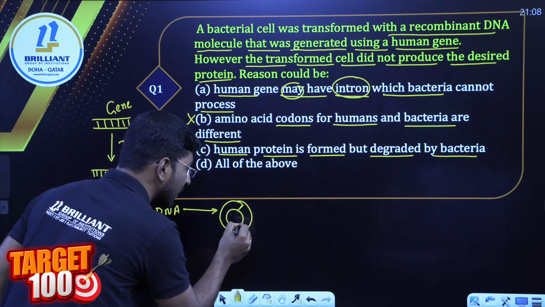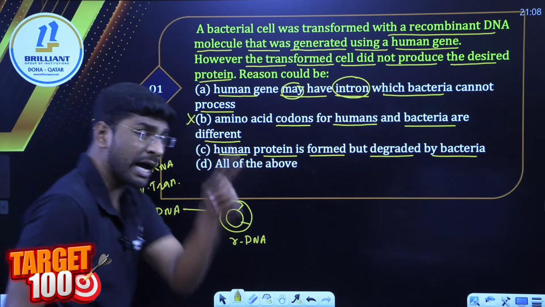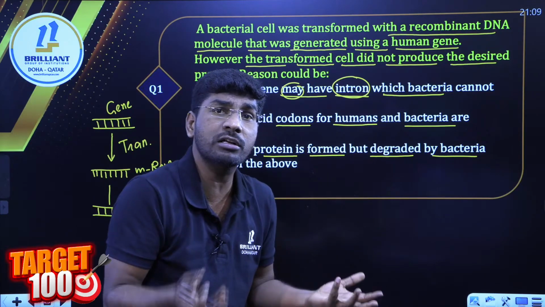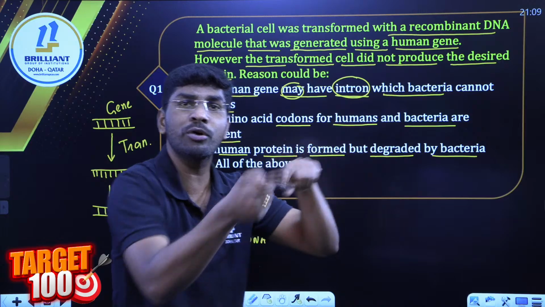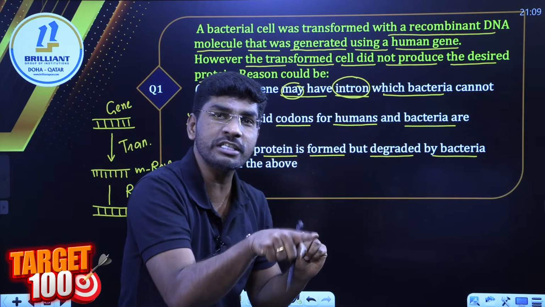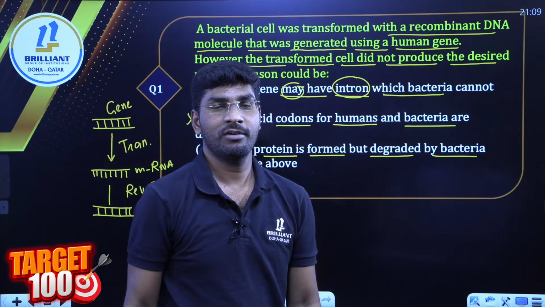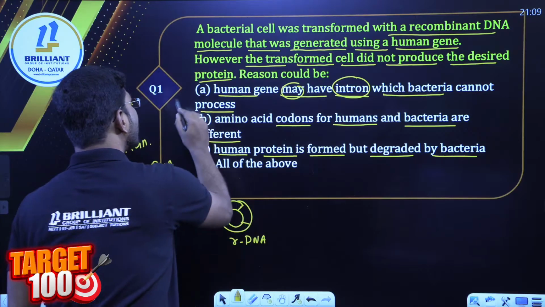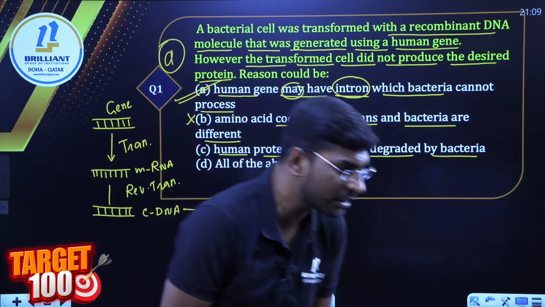Plasmid. You have to tag it with the plasmid to form rDNA, because if you insert the human genome directly into the bacteria, our desirable protein will not come, because our gene has introns and exons. You have to process that artificially, and only after that can the bacteria synthesize it. You got my point? Right. So the right answer to this question is option A. How many of you guessed this answer? How many of you got this answer?